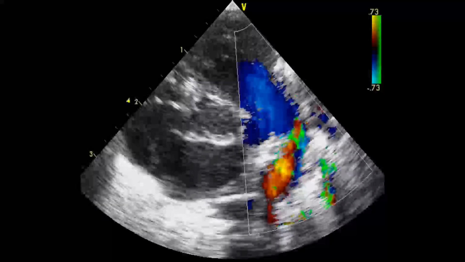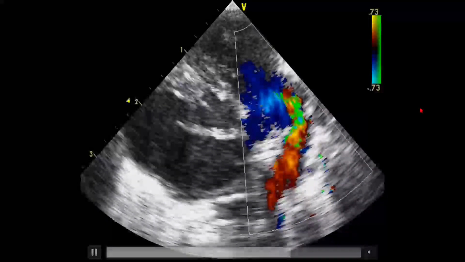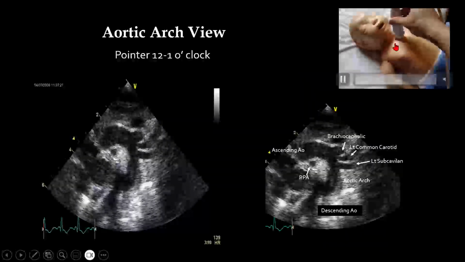Yes, there is a PDA. It is shunting left to right. Good. And now the arch view. The arch view, we do it from the right subclavicular area, not from the suprasternal notch.